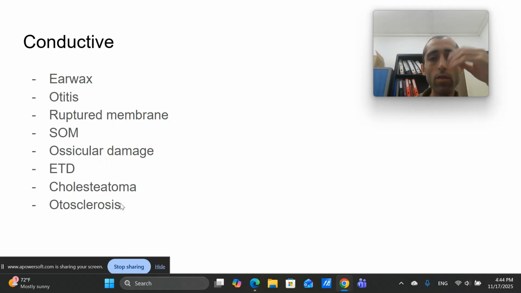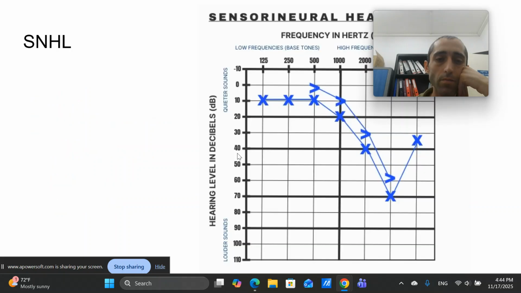And otosclerosis, when it is only around the oval window and not in the cochlea, will dampen the stapes' abilities, so again, conductive hearing loss.